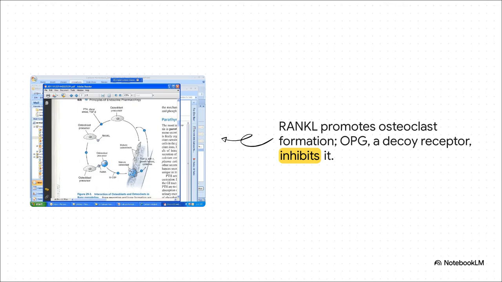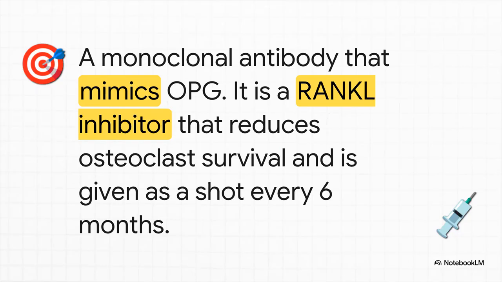Now, to keep all this from getting out of control, the body has a built-in brake. The osteoblasts also secrete a decoy receptor called osteoprotegerin, or OPG. OPG basically intercepts RANK L, grabbing onto it so it can't bind to RANK. This stops osteoclast formation in its tracks. So you can probably see where this is going.